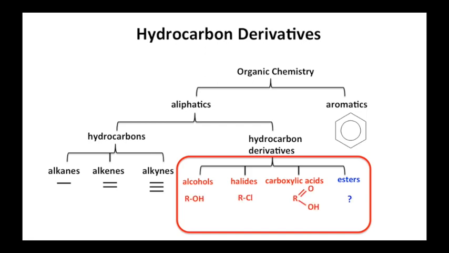Remember, alcohols are molecules that have an OH, a hydroxyl functional group. R just stands for a long carbon chain, so this could be 3 carbons, 5 carbons, 8 carbons, whatever. Halides have a halogen attached, and carboxylic acids have a double bond to an O and a single bond to an OH. So let's talk about esters.